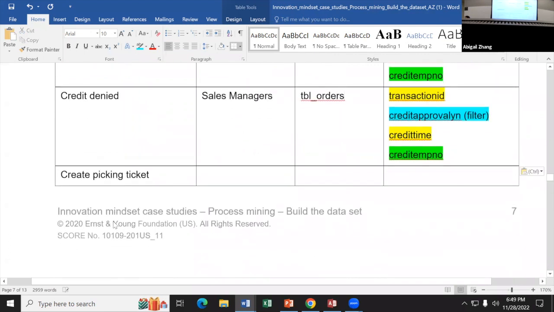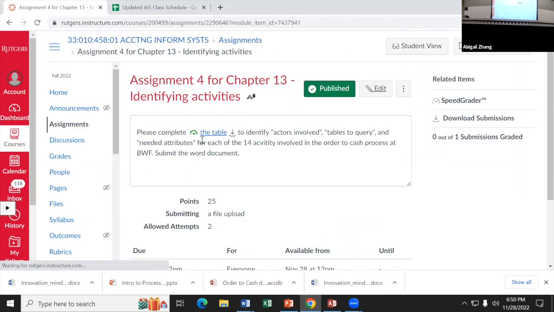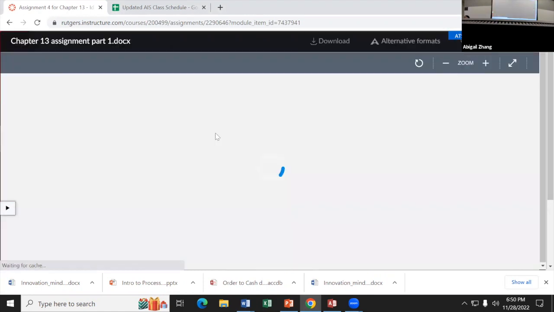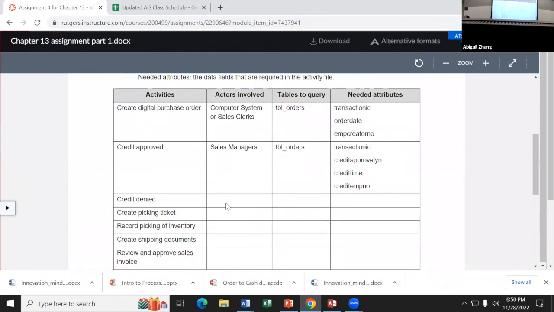So now, since we still have 10 minutes and I'm a little bit fast in this process, I want you to start working on this just in case you have any problem. And this assignment is due this Wednesday at noon. Okay, so if you go to assignment number 4, you will see that I included the instruction here, and the table that you have to complete is the same table, right? So you have to submit this Word document via Canvas. And on Wednesday, we're going to use this table as a guide for us to construct the event log.